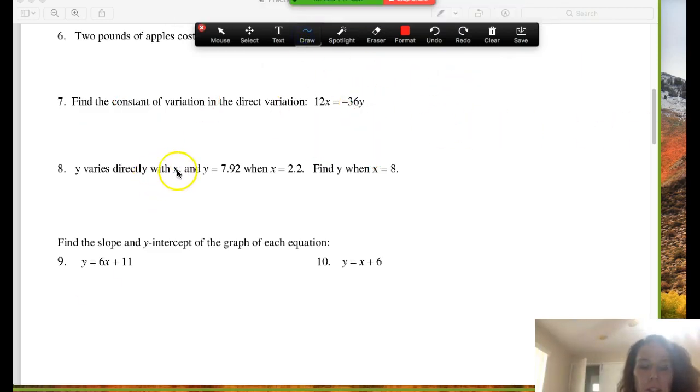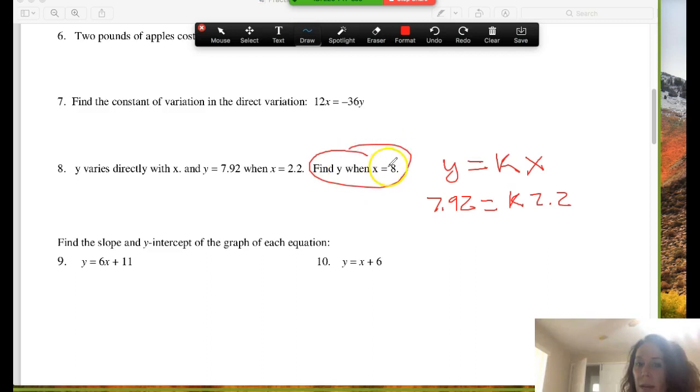All right, y varies directly with x. So remember, y varies directly with x, something times x. And then they say y is 7.92, not 792, 7.92, when x is 2.2. So if I know y and x, I can figure out my k. So I'm going to go ahead and do that. And then I can go ahead and figure out y when x is 8.